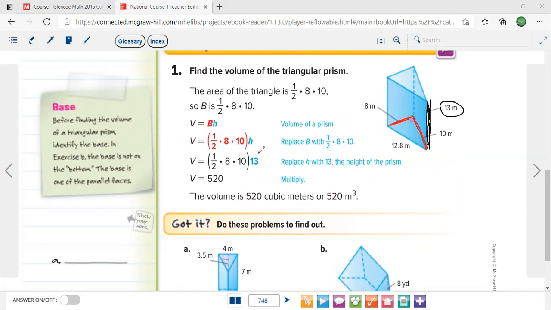The line joining the two triangles is always the height. So the height here is 13, and this is the area of the base, shaped like a triangle, so half by 8 by 10. Half by 8 is 4, 4 by 10 is 40, multiply 13, 520. So let's try to solve these problems together.